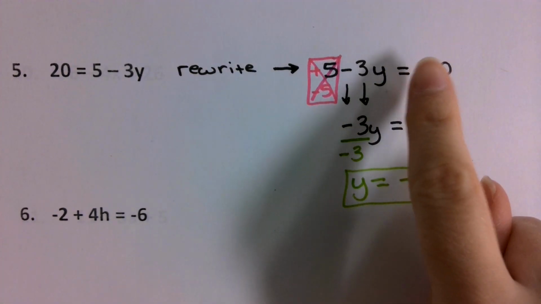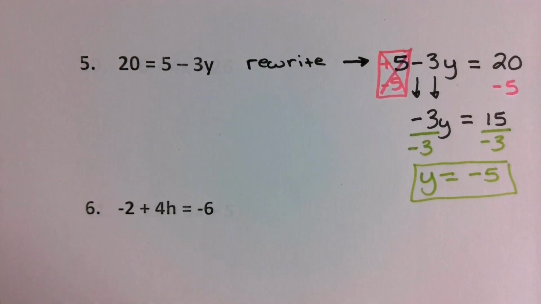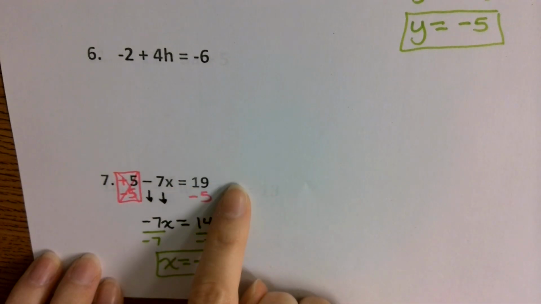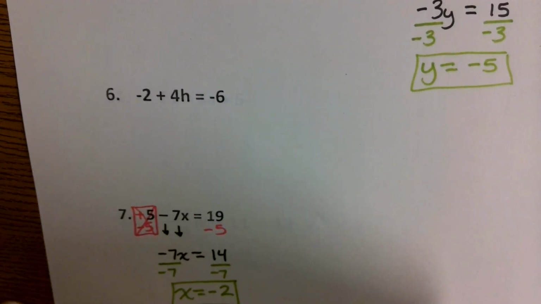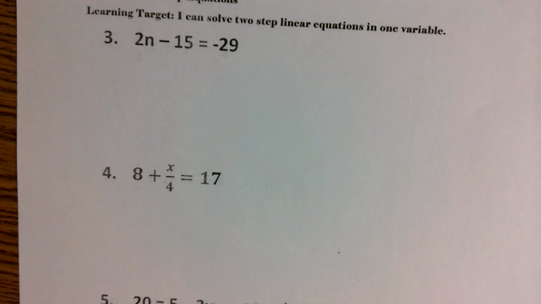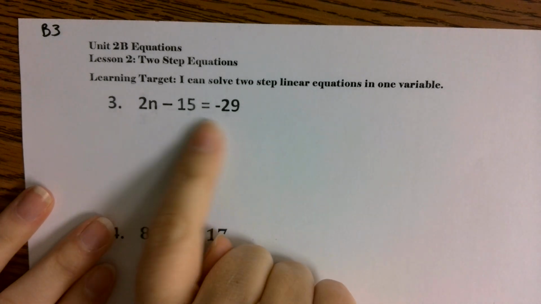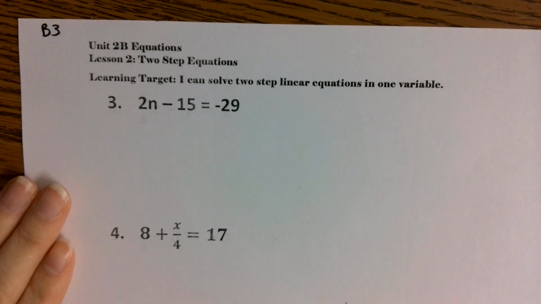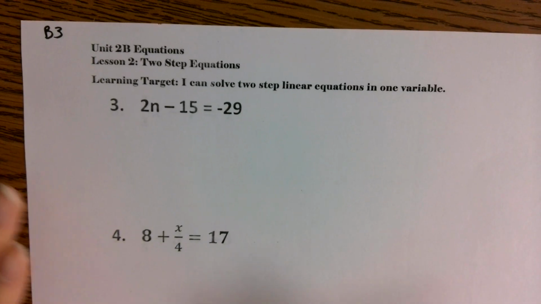With addition and subtraction, that's when you're looking at opposite signs. Okay, and we did the same thing for problem 7 down below. We subtracted 5 first, and then we divided both sides by negative 7. All right, so let's take a look at problems 3 and 4 and 6. So for problem 3, first thing I'm going to ask, do I need to rewrite? No. I have my variable on the left side. Everything's fine. So now the first thing I want to do is create a zero pair.